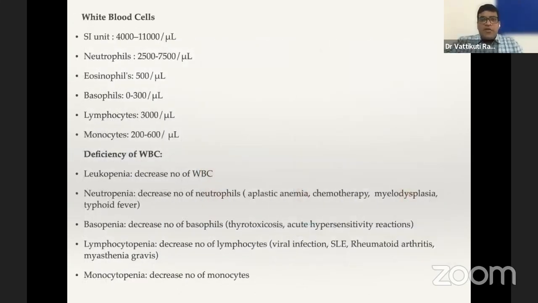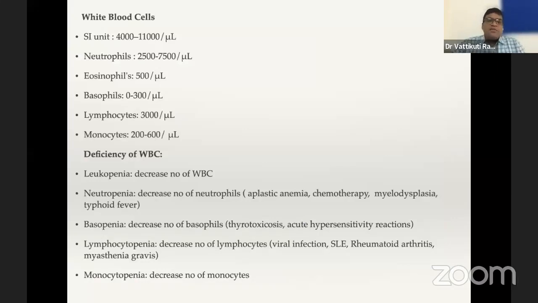Then the second component you are looking at is the white blood cells. Again, the normal white blood cell count is around 4,000 to 11,000 cells. If you look at the differential count, there are different components of the white blood cells, including neutrophils, eosinophils, basophils, lymphocytes, and monocytes. For us, what is important here is neutrophils, lymphocytes, and eosinophils. Looking at the normal values, the predominant component is the neutrophils, around 2,500 to 7,500 cells. The next most important is the lymphocytes, which constitute around 3,000. And third are the monocytes and the eosinophils.